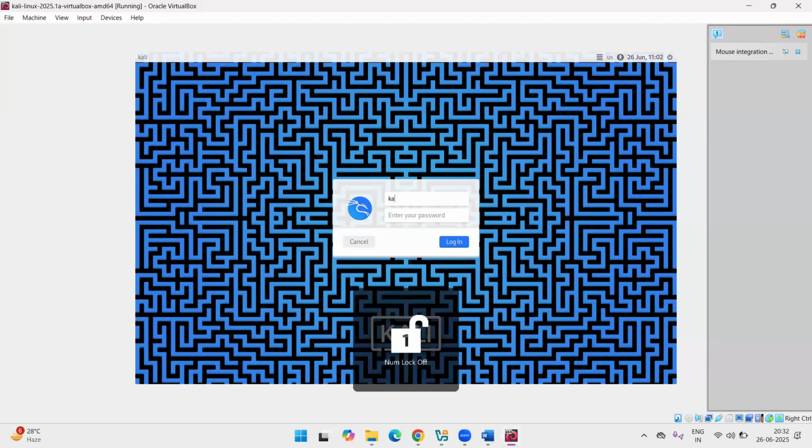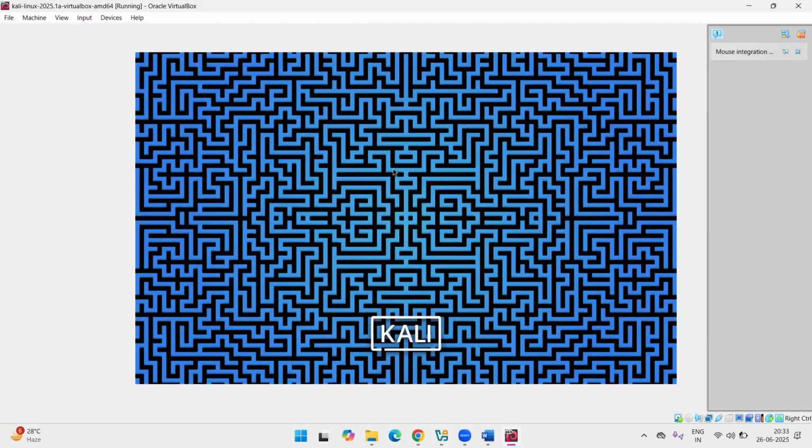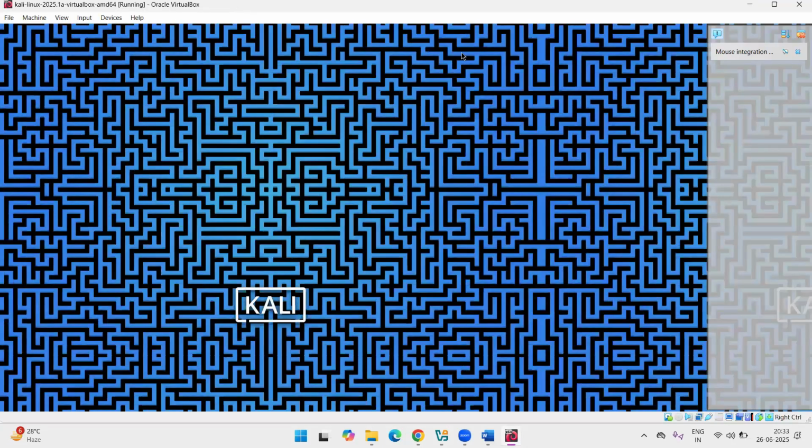On my screen, this is the Kali Linux operating system, which we are going to use as an attacker system. We are going to create a local lab where one system is an attacker system, and you will have two systems as target systems. So the Kali Linux operating system is something we are going to use.